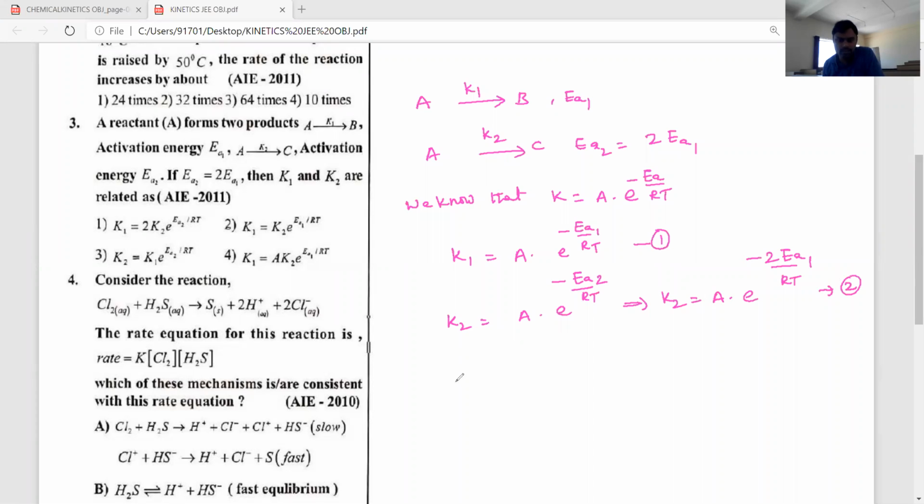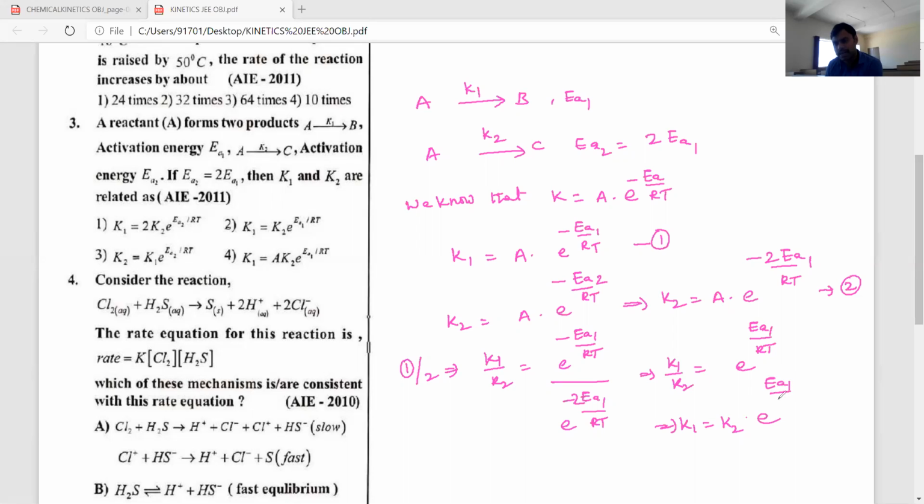Now you have to do equation 1 divided by 2. Then K1 by K2 is equal to A and A will cancel. Then e power minus EA1 by RT whole by e power minus 2 EA1 by RT. So K1 by K2 is equal to e to the power of, this goes to upside means positive, EA1 by RT. Then K1 is equal to K2 into e to the power of EA1 by RT. So the answer is K1 is equal to K2 into e to the power of EA1 by RT. The second option is correct.